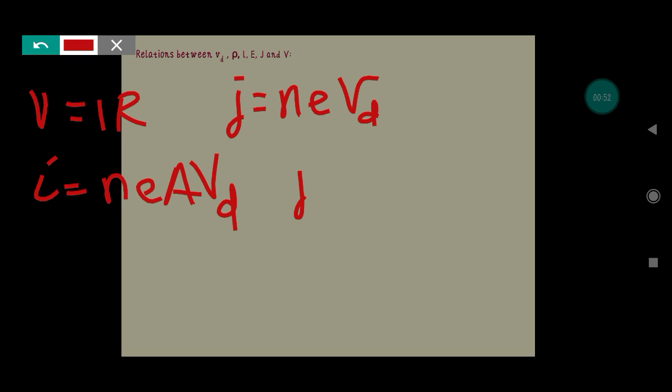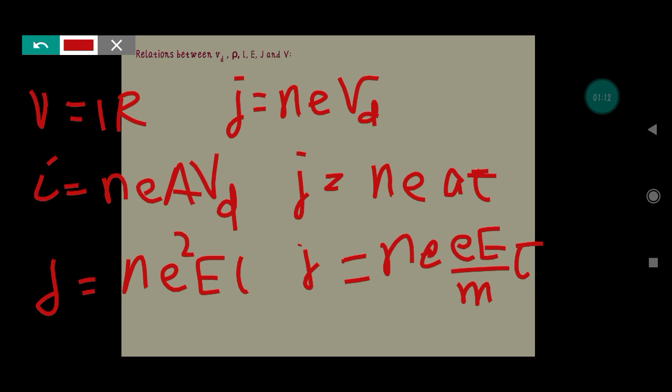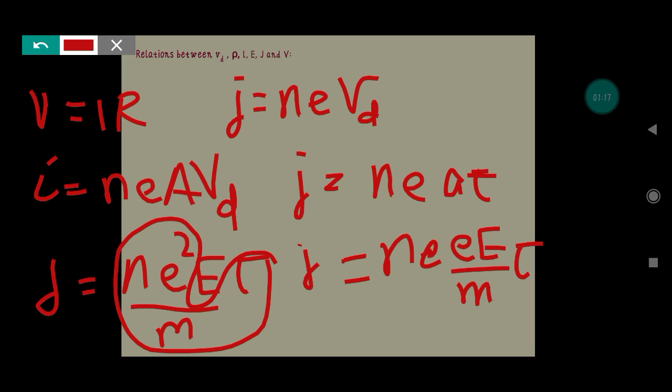Already we obtained the vd value, which is a times tau. Right, we defined this drift velocity as a times tau. So a is nothing but F by m. Instead of F, I'm going to substitute eE by m. So now I'm getting the current density, which is n e squared E tau divided by m. Can you see? These are all constants. n is a constant, e, tau, m, everything is a constant. This constant I'm going to call another constant, which is sigma, times E.